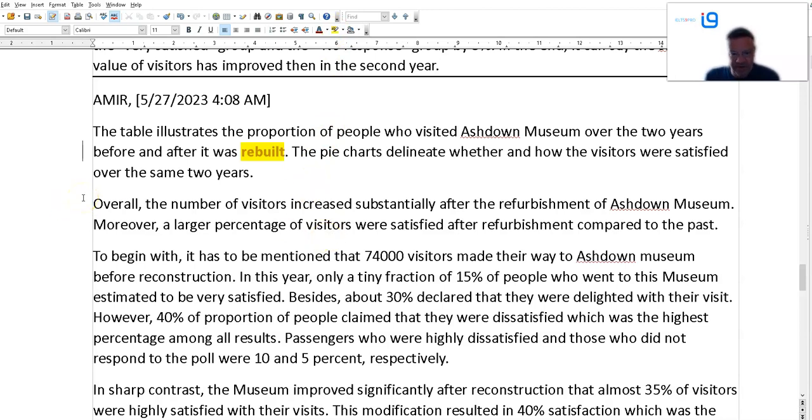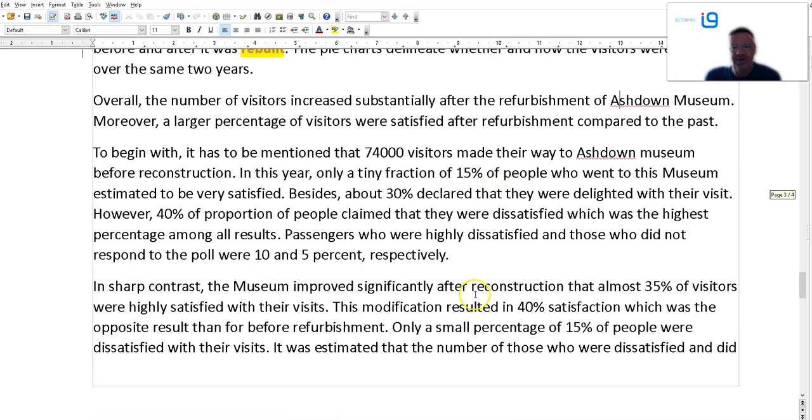Now, overview, increased. Right, that's better. Okay. To begin with, why does it have to be mentioned? Simply, 74,000, afterwards 92,000. So where's it going to tell me this before reconstruction? Who are passengers? A passenger is someone who takes a ride, like on the bus or on the train. So it's visitors. Okay. And in sharp contrast with museum reconstruction, there's a high sense of visits.